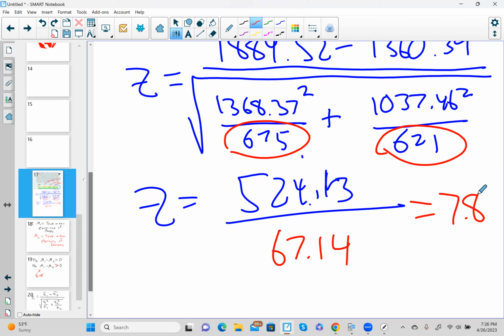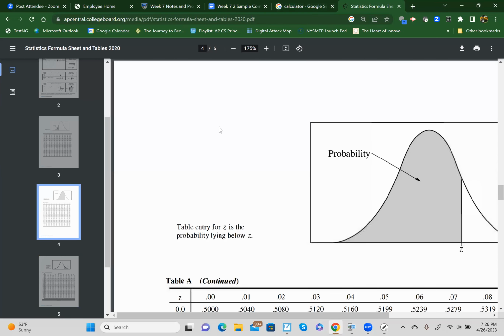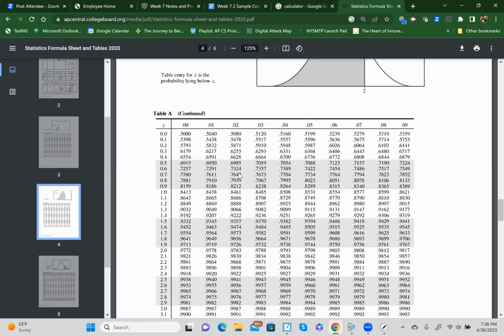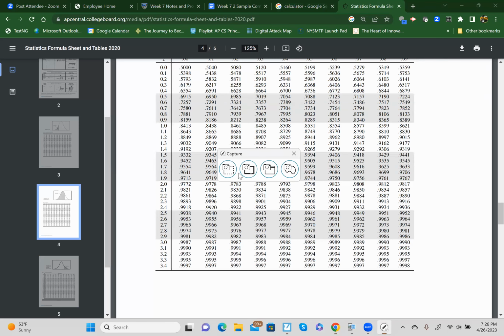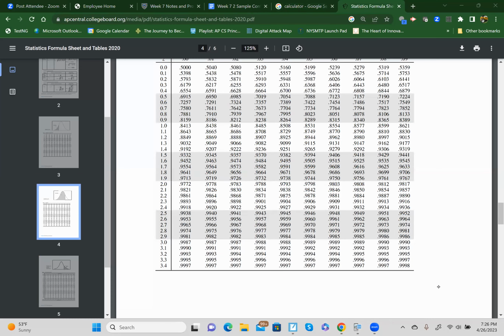Just in case there's any doubts, trying to remember that, let's go back to the Z chart for a second and take a look at it. So back over here, here's our Z chart. Let's make this a little bit smaller. Okay, and what I want to do is get that last line. So here we go.